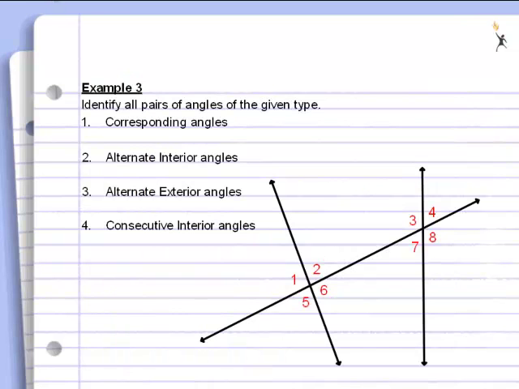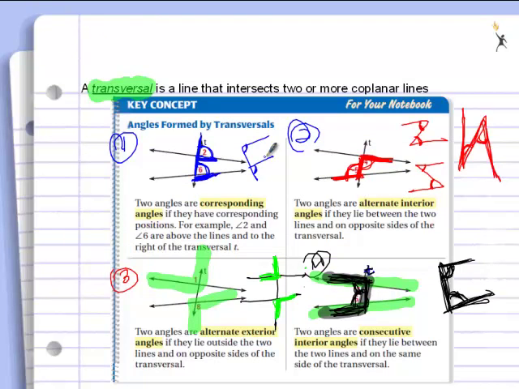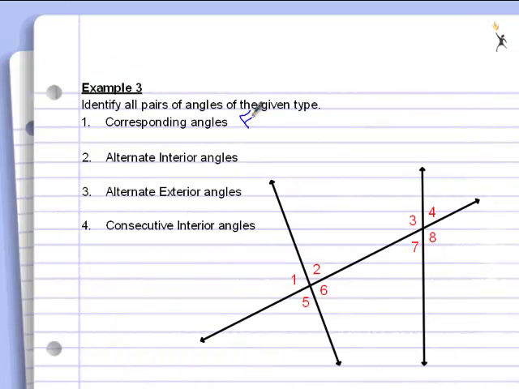Let's practice identifying them a little bit. Example 3 wants us to identify all pairs of angles of the given type. Number 1 is corresponding angles. We have to identify corresponding angles. Well, if I go back in my notes, corresponding angles should form some type of F. So I'm going to remember that. I'm going to come back over here and draw a little F right there. And if I can find 2 angles that form an F, those are corresponding angles.